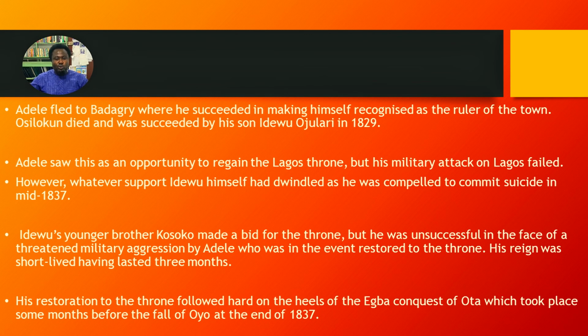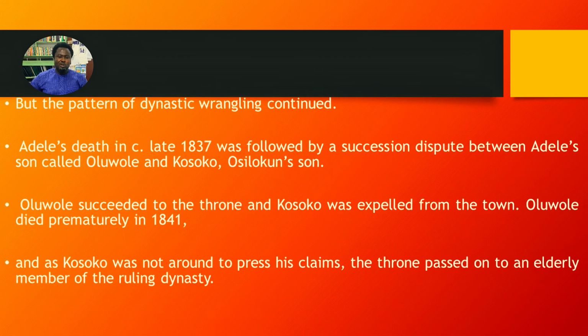So his restoration to the throne followed on the heels of the Egba conquest of Ota, which took place after the fall of Oyo, at the end of 1837. These were some of the factors.